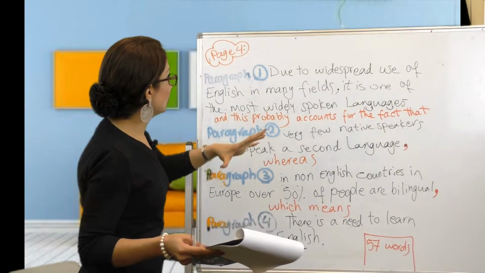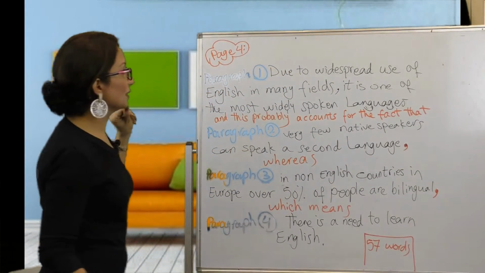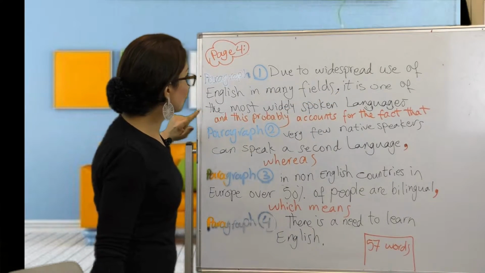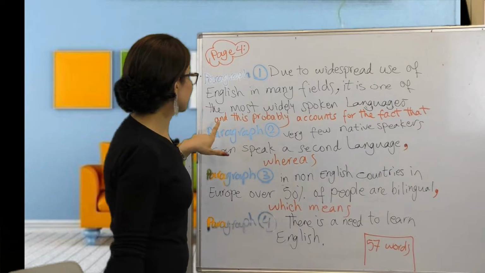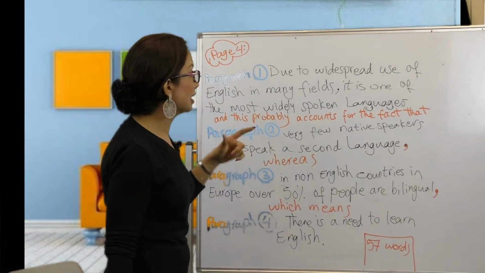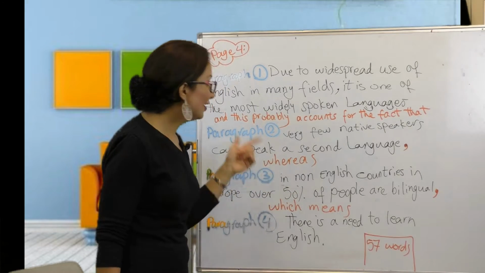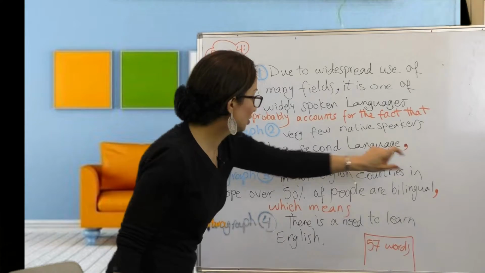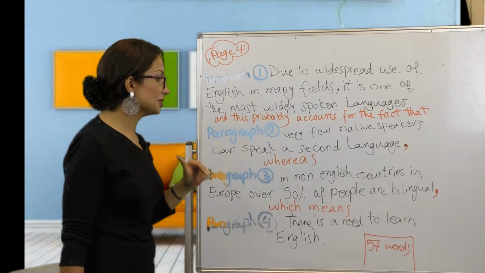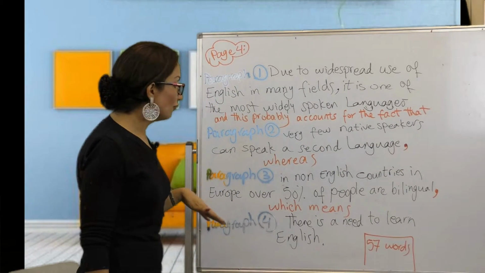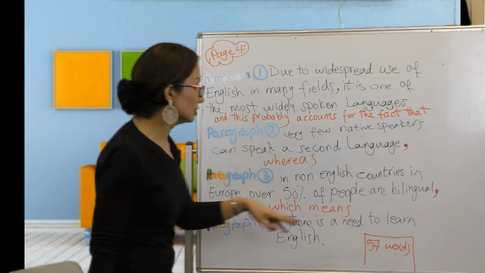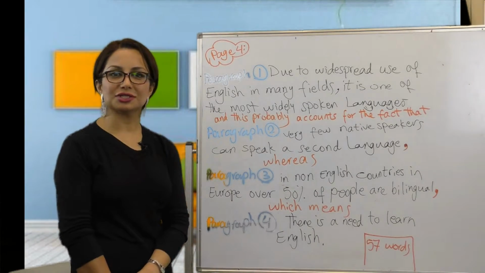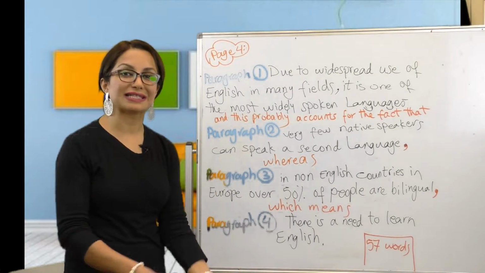So, the whole summary. Due to widespread use of English in many fields, pay attention to punctuation as well, it is one of the most widely spoken languages, and this probably accounts for the fact that very few native speakers can speak a second language, comma. Whereas in non-English speaking countries in Europe, over 50% of people are bilingual, comma, which means there is a need to learn English. So this is the summary of the text.